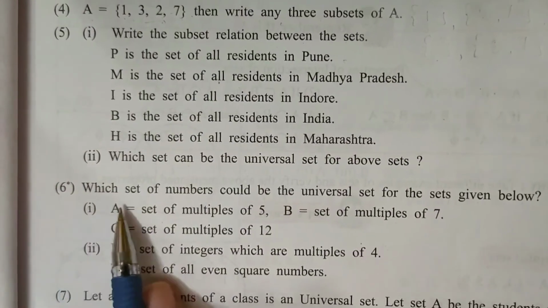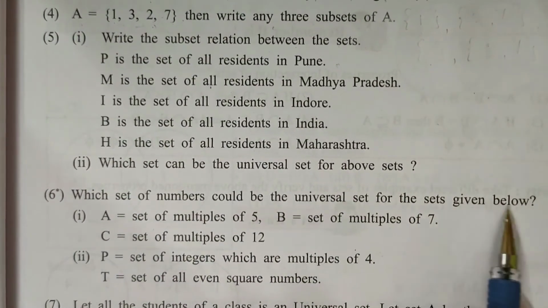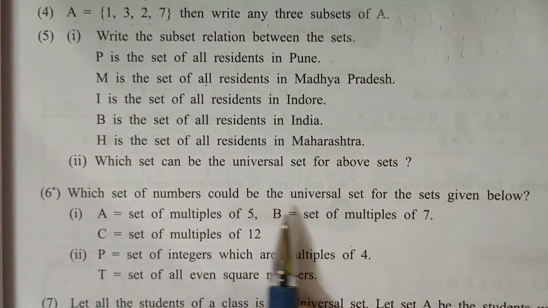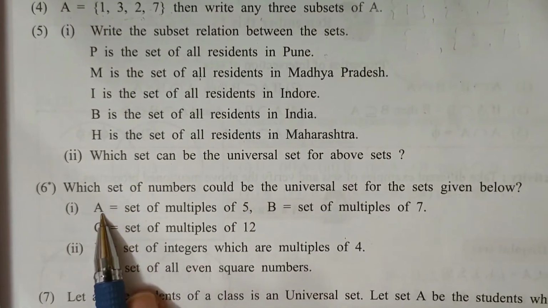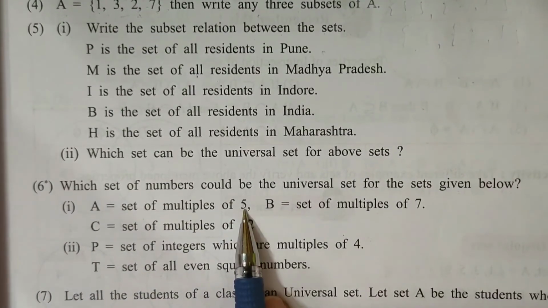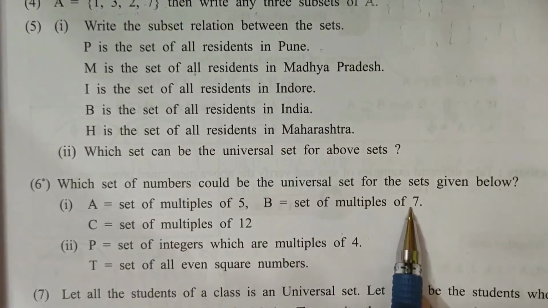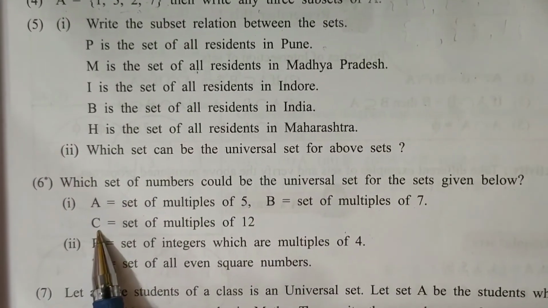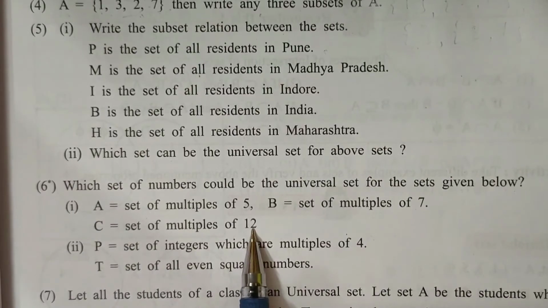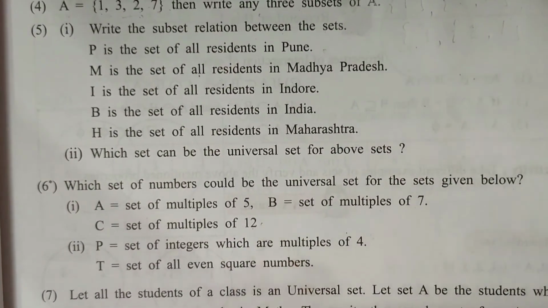Question number 6. Which set of numbers could be the universal set for the sets given below? Here some sets are given. Set A is the set of multiples of 5, meaning the 5 table. Set B is the set of multiples of 7, meaning the 7 table. Set C is the set of multiples of 12, meaning the 12 table. So let's solve this question in the notebook.